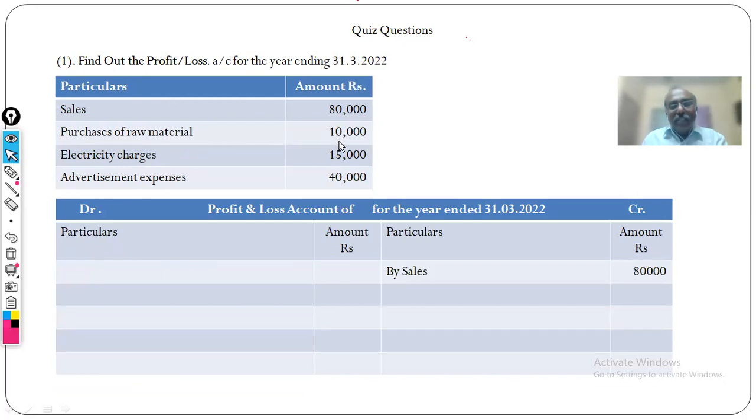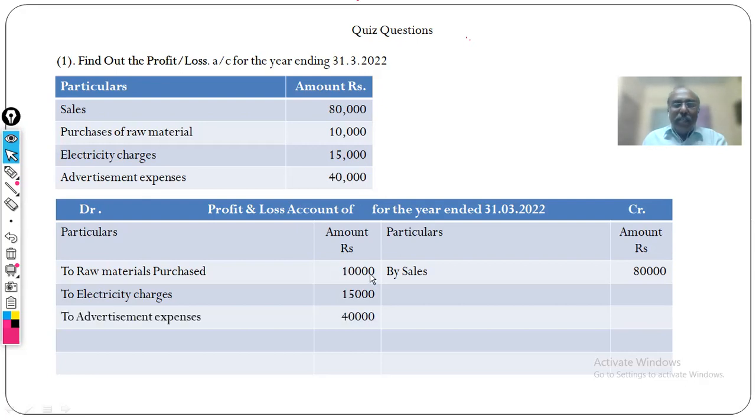Purchase of raw material is an expense because we spent money for buying the raw material. So we need to put it on the expenses side. Then electricity charges 15,000. This is also an expense because we paid the electricity board. Then advertisement expenses, we paid for advertisement activities. So 40,000 we spent, that is also an expense. So these are the items that we took into the P&L account.